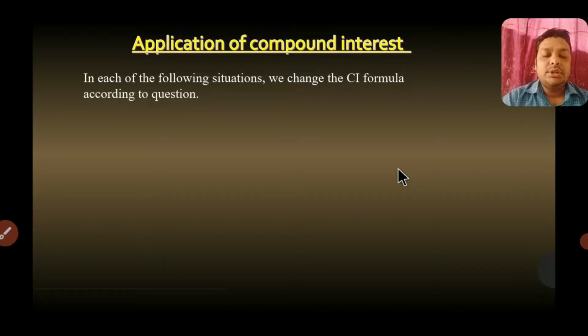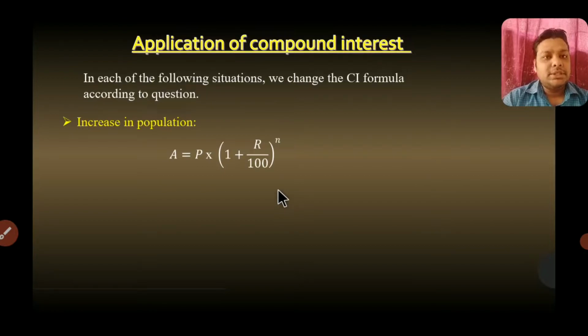So, what is the situation? Let's see. Now, increase in population. If in any question it is written that a population of a town or city or anything is increasing, for a certain period of time and rate, in that case we will apply the same formula, A is equal to P into 1 plus R by 100 to the power n. But here A is not the amount, A is the increased population and P is the current population, R is the rate of increase and n is the number of years. Okay, so this is the formula we will apply.